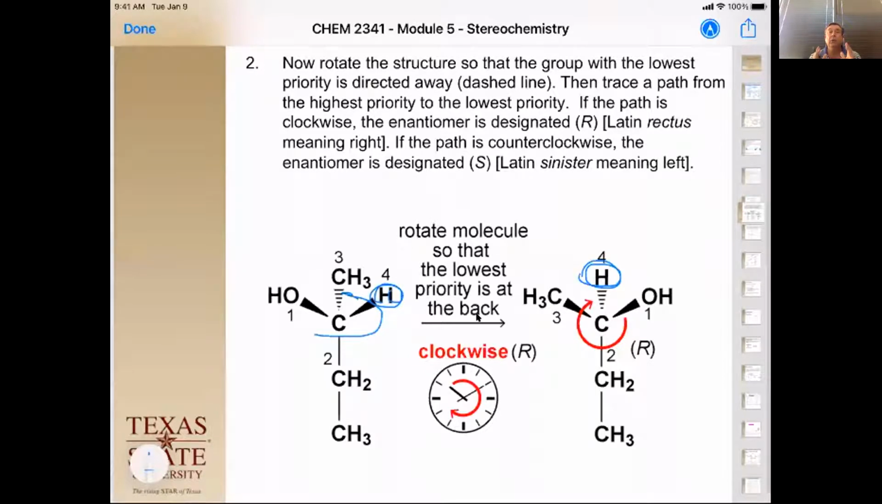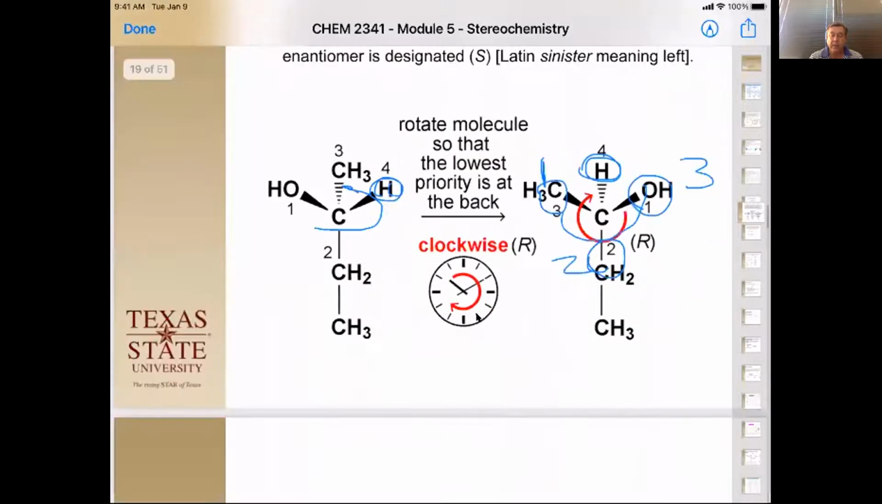And when you look at that, you have priority number 1, priority number 2, and priority number 3. That's clockwise. Clockwise is signified with the R, or right-handedness, rectus. So clockwise gives us the R isomer. If we had it going the other way, it would be going counterclockwise, and we would call that S, sinister, or counterclockwise. So that's how we'd identify them. Okay. So that's one way to do it.